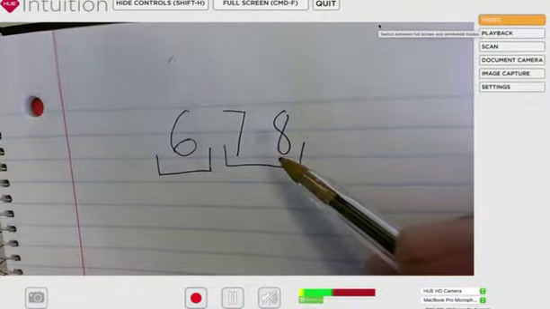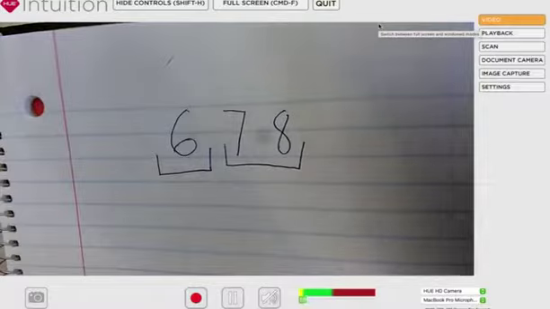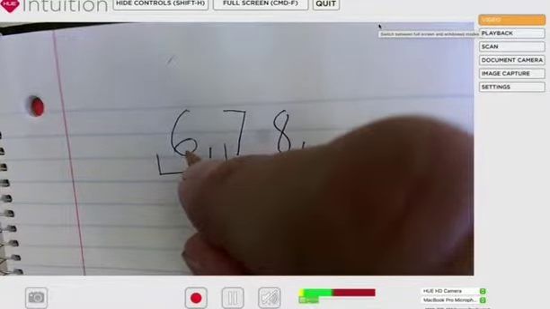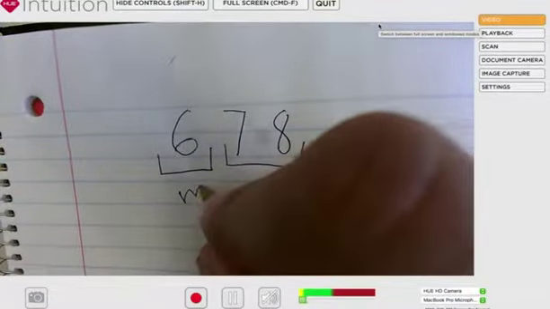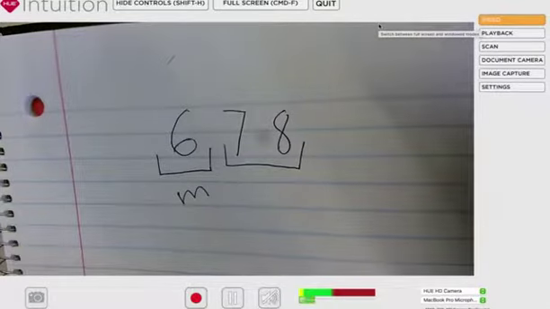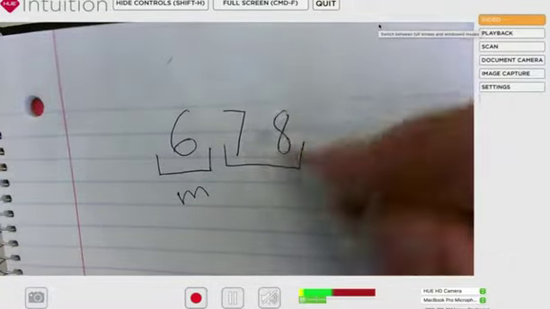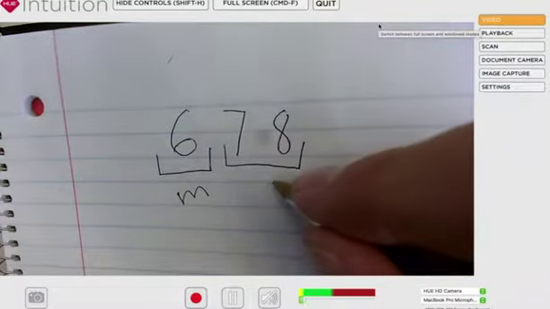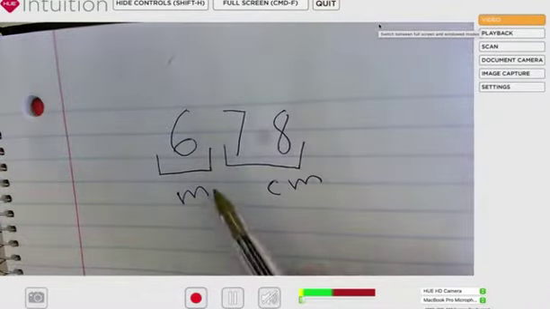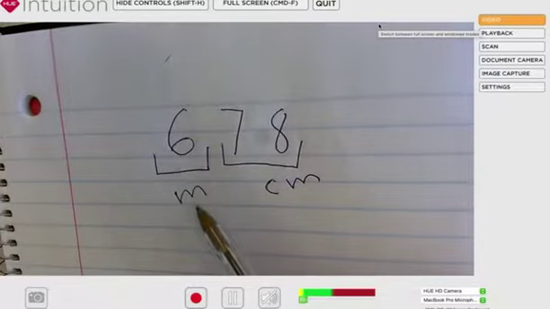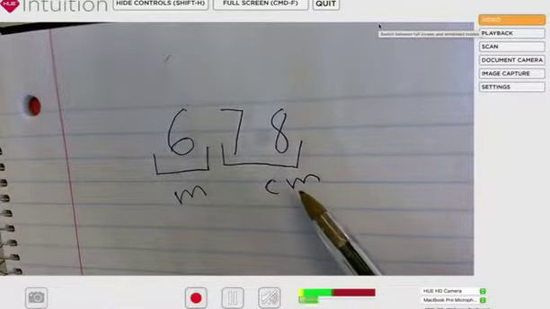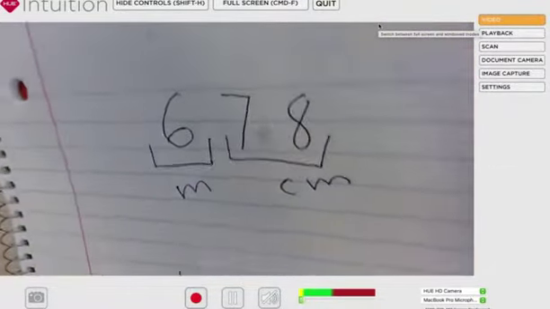Now this would really help us out in the world of the metric system, because we could just say the 6 in the hundreds place could represent meters, because there's 100 centimeters in a meter. And the leftover bits that are less than 100 would be the centimeters. So this could also represent 6 meters and the leftover bits, 78 centimeters.